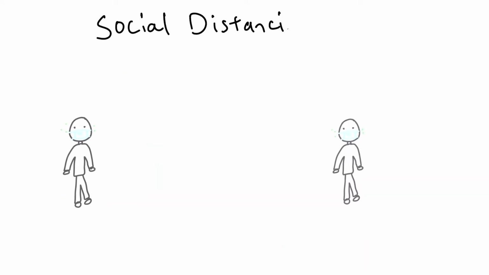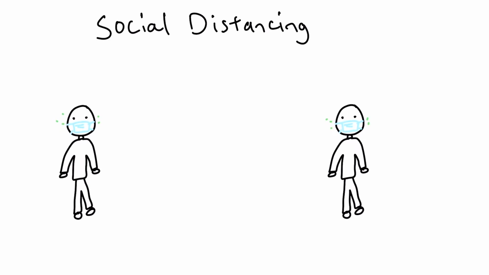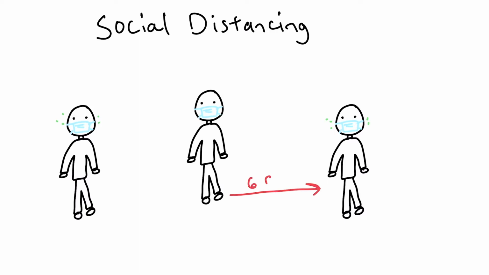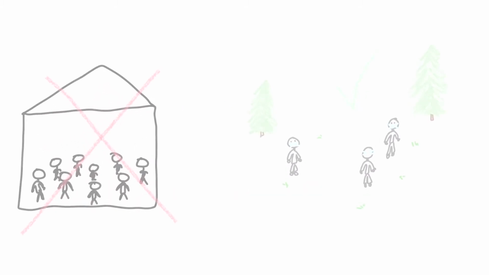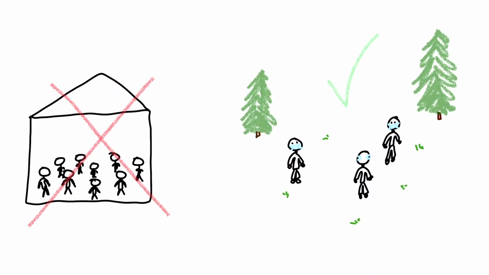One thing to note is that masks are not a replacement for social distancing. In fact, they only work when paired with a strict social distancing regimen. Social distancing while wearing masks is the most effective way to stop the spread of the coronavirus, since it's just not possible to infect people if they're not near you. The CDC recommends staying at least 6 feet away from people not in your household, avoiding congregating indoors, and choosing outdoor activities if you do choose to socialize.